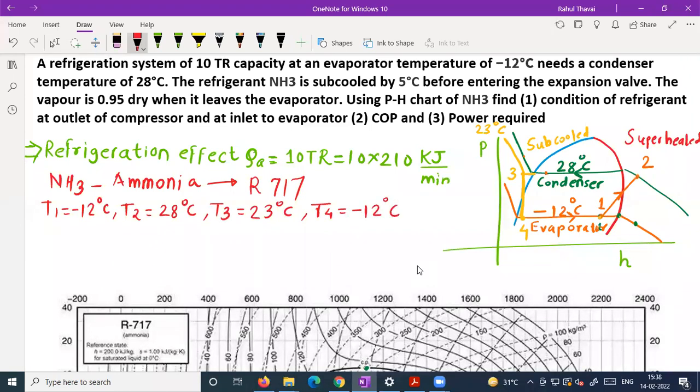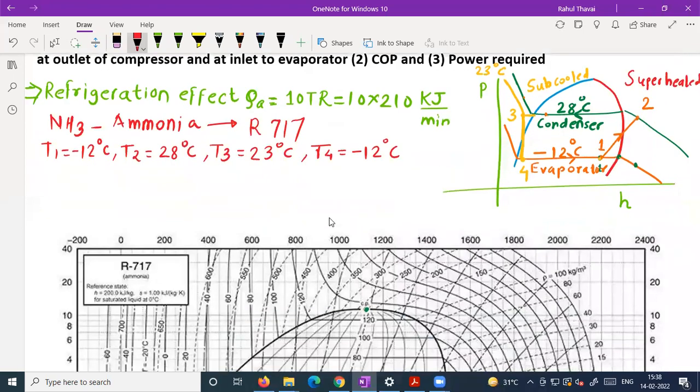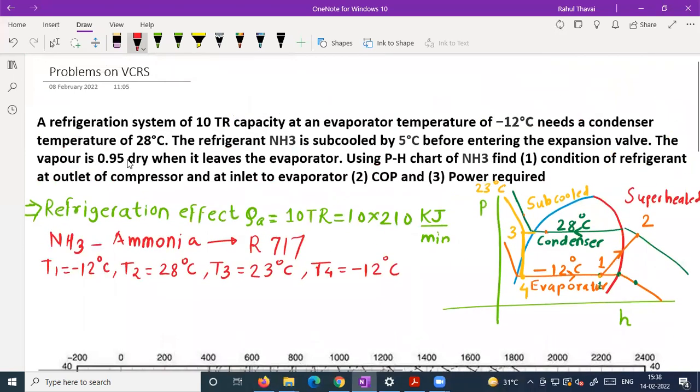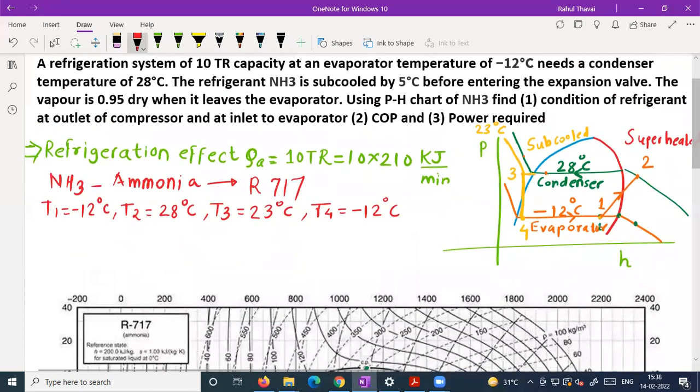Is that okay? Have you understood? These temperatures are known, but we should know at least one more coordinate, because we need to plot a point, and for plotting a point we should know at least 2 coordinates. So you can see point number 1. What is the dryness fraction? 0.95. I'll write it down. At point 1, the vapor is wet.